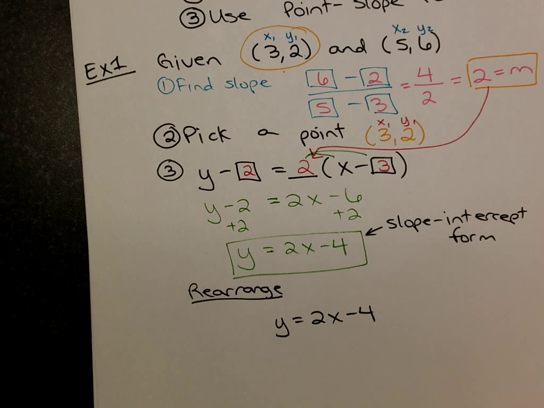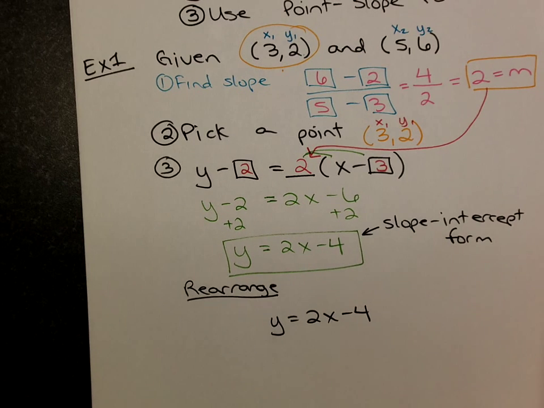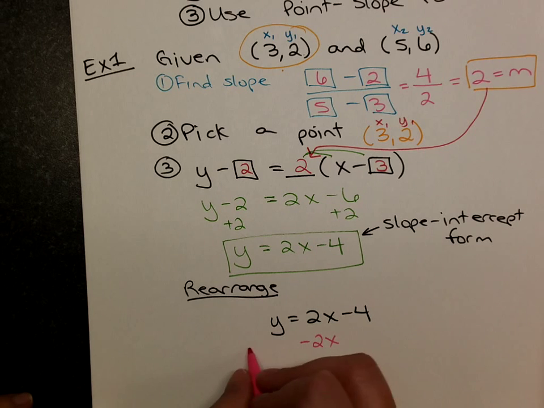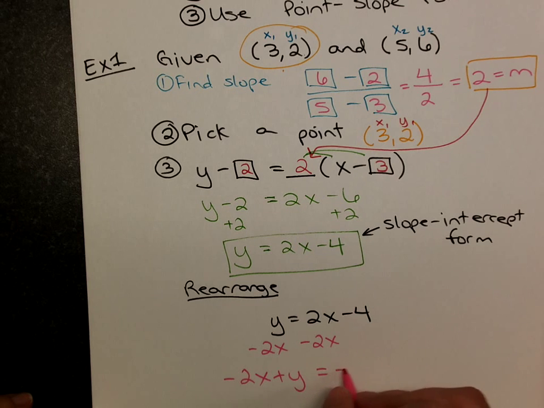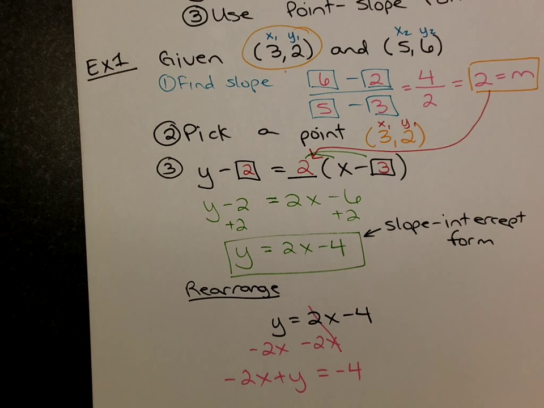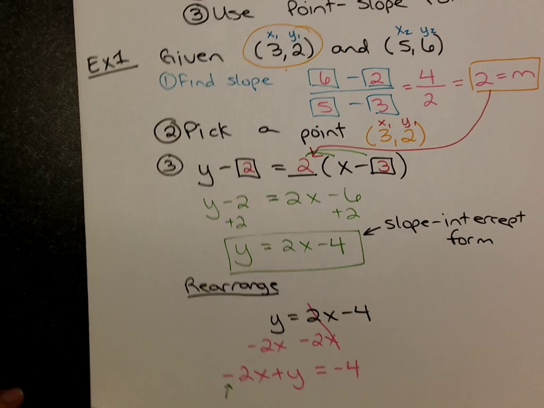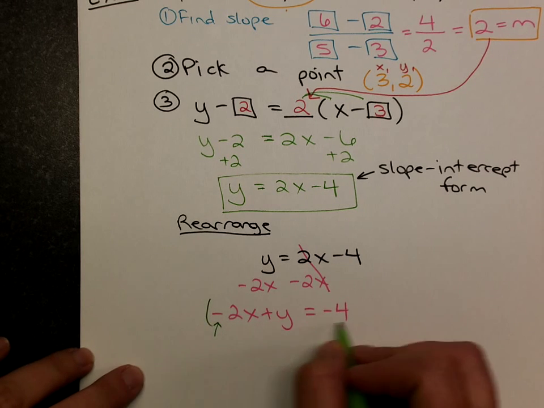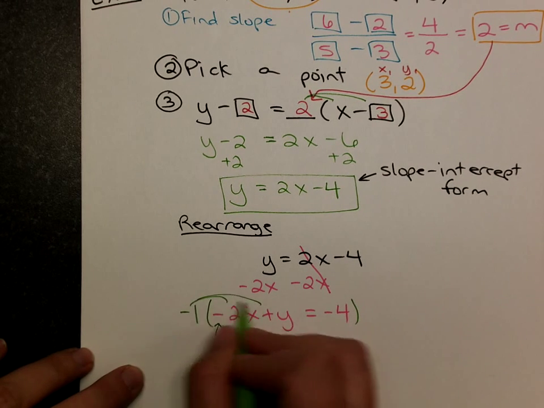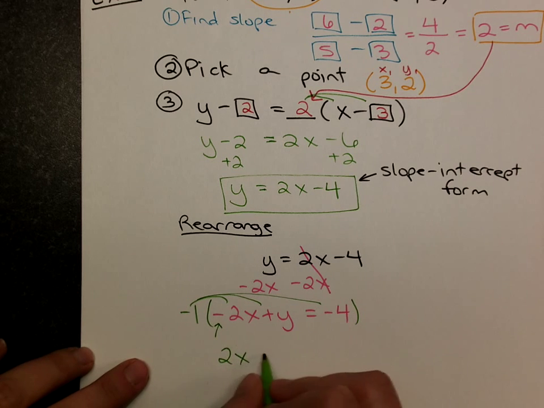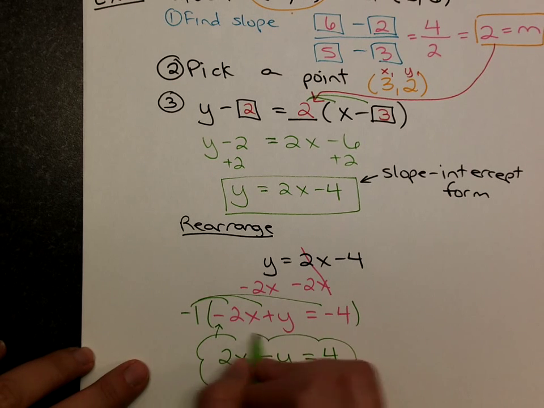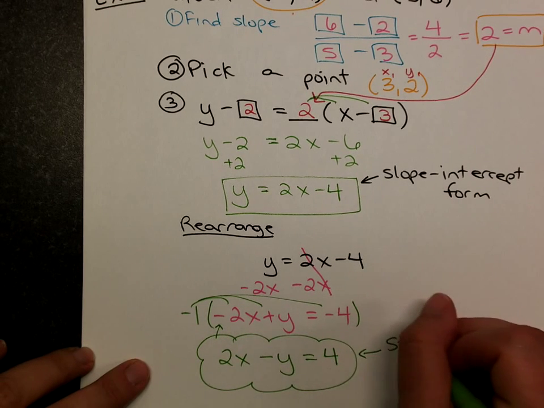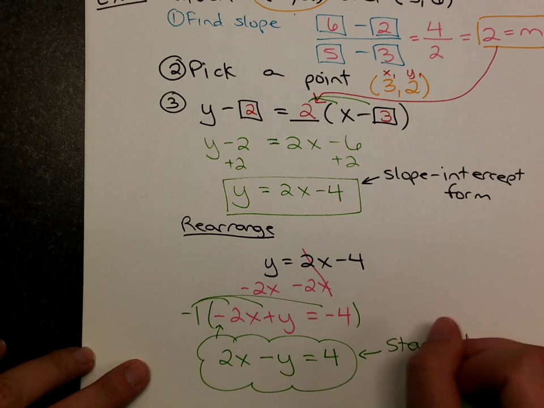The first thing I'm going to do to change it to standard form is to move the 2x to the other side. So I have negative 2x plus y equals negative 4. And I'm only having to do this because I want it in standard form, otherwise I'd be done. Remember we talked about the leading coefficient cannot be negative. So I'm going to multiply everybody by negative 1 to change that. Everybody's going to change. 2x minus y equals positive 4. So this is the exact same equation, but now it is in standard form.